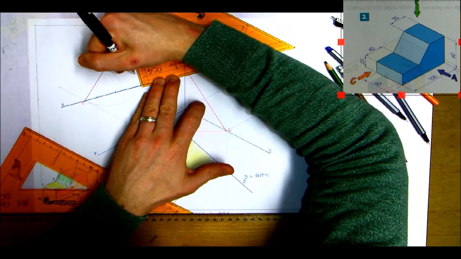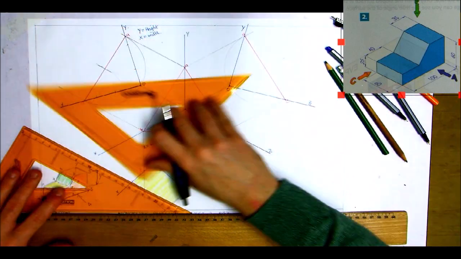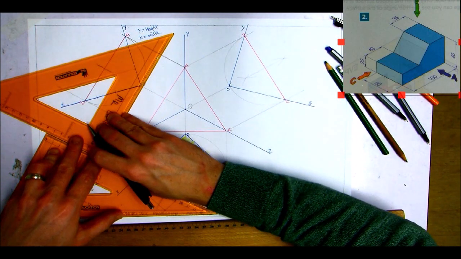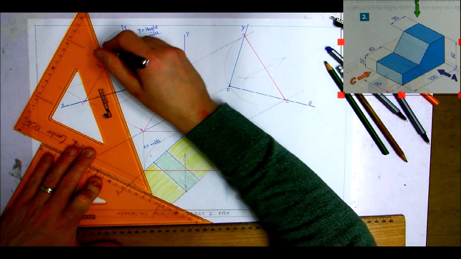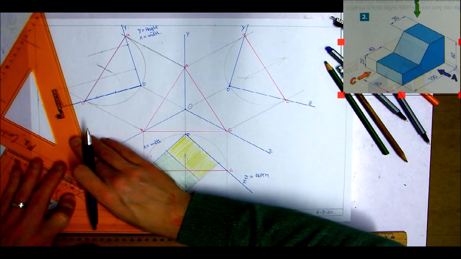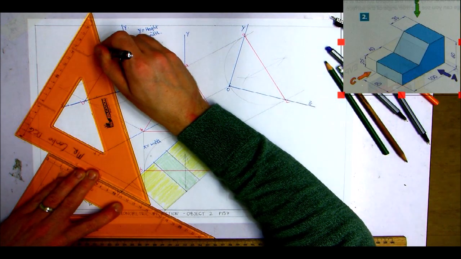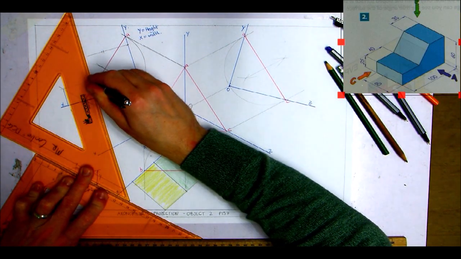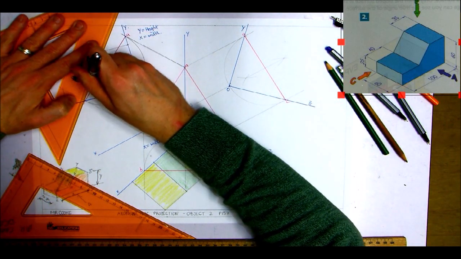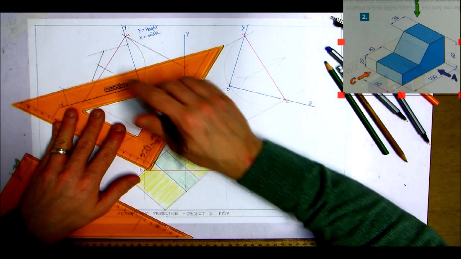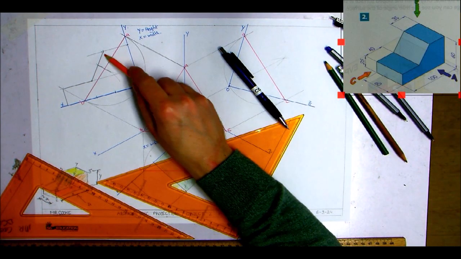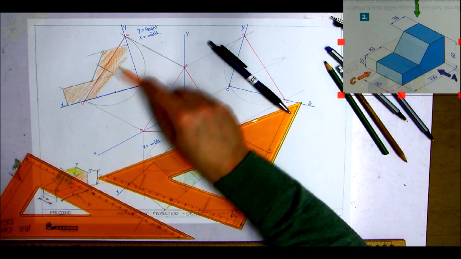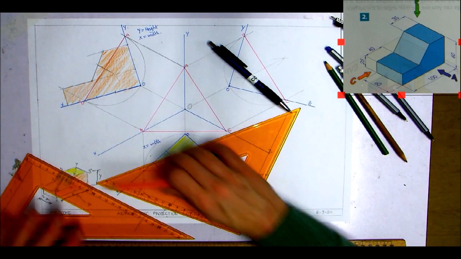So 25 and 60. What I can use is I can use sliding set squares to draw this grid in. There is my orange surface, according to my 3D sketch. So the orange surface there is the orange surface there.